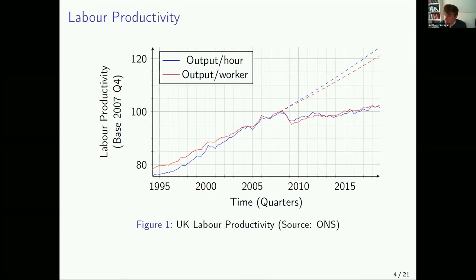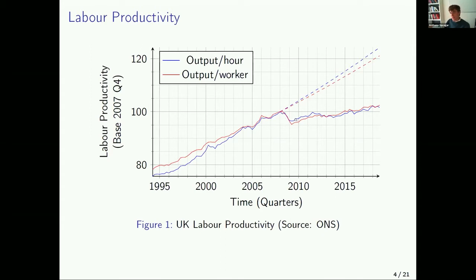Okay, so this is what we call the UK productivity puzzle. You can see that productivity in the UK over the 90s is increasing fine, and then it gets to the Great Recession period, and it goes off a bit of a cliff. So you have a big levels fall. This is output per hour or output per worker. They tend to track each other.